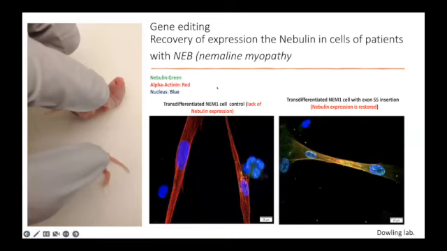So CRISPR-Cas9, which is actually gene editing, and I think it's important to distinguish one thing. Gene replacement therapy is where you're trying to put the gene back in, and gene editing is where you try to modify what is actually already there, just to improve how it's expressed.